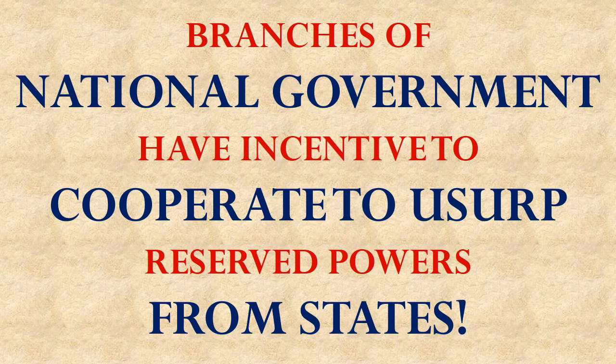So, the branches of the national government actually have an incentive to cooperate to usurp, in other words, illegitimately take away reserved powers of the states. It seems that Madison's checks and balances aren't really going to work because the branches of government have an incentive to not fight against each other, but instead help each other and collectively grow their power together.